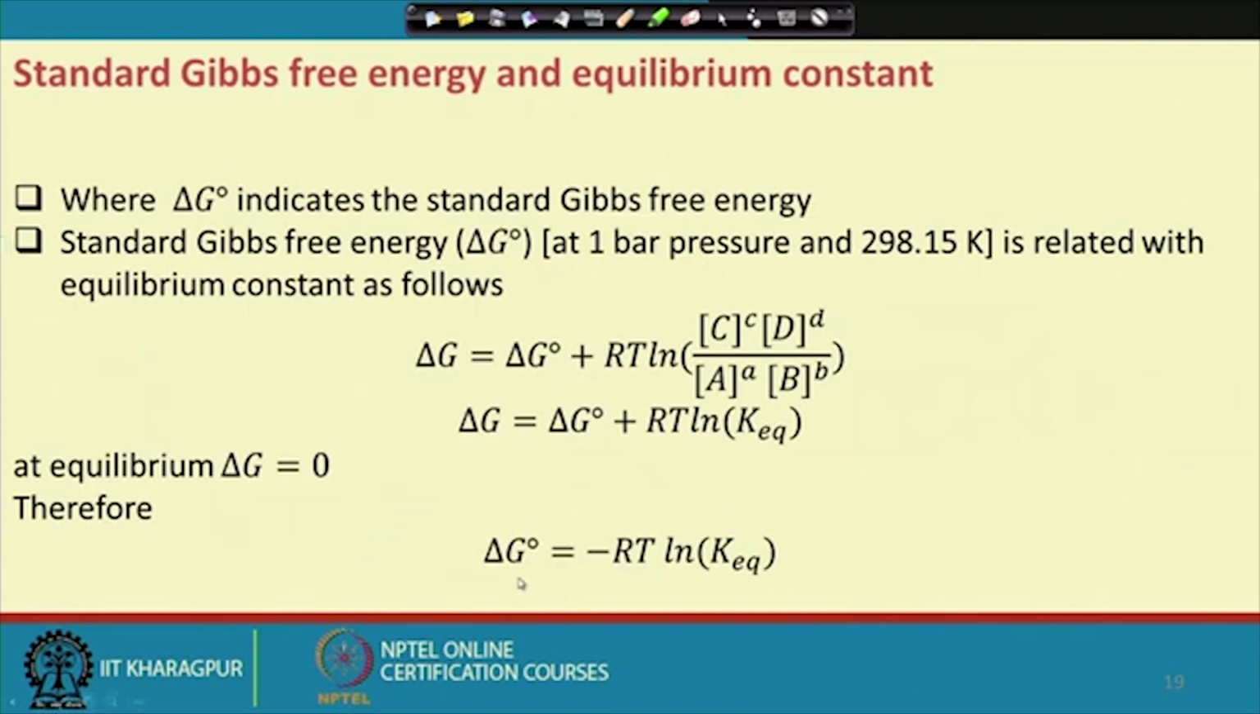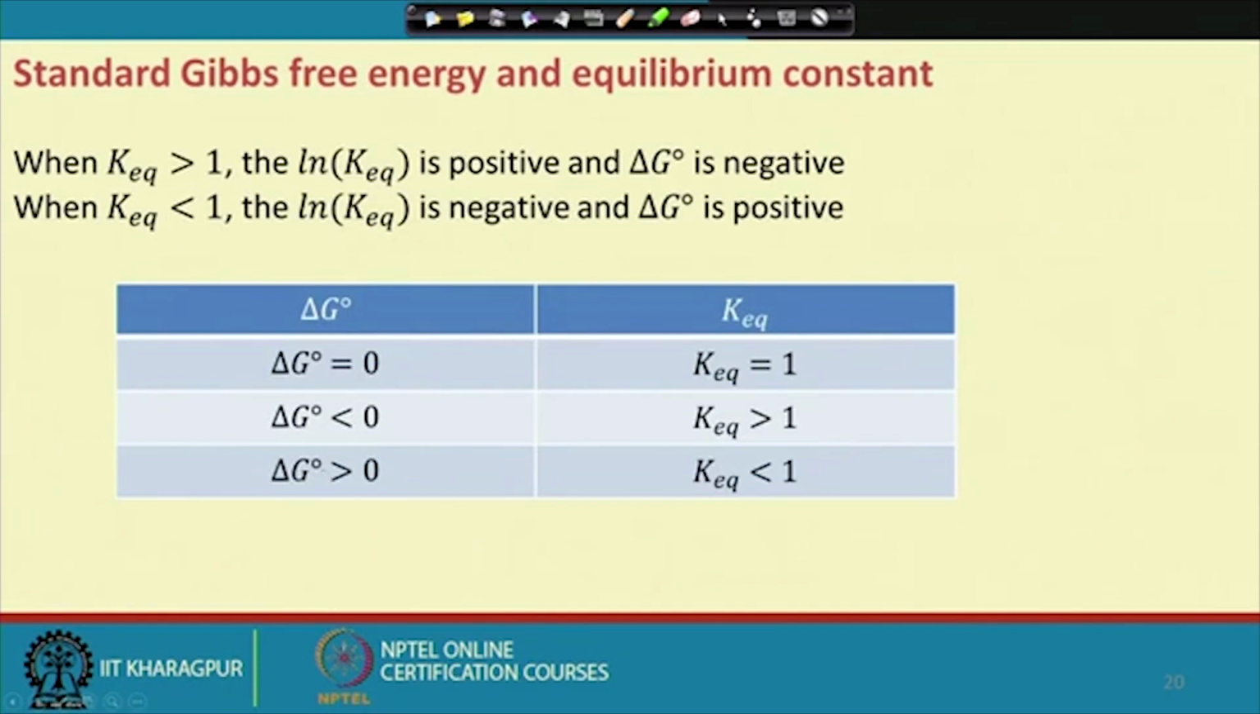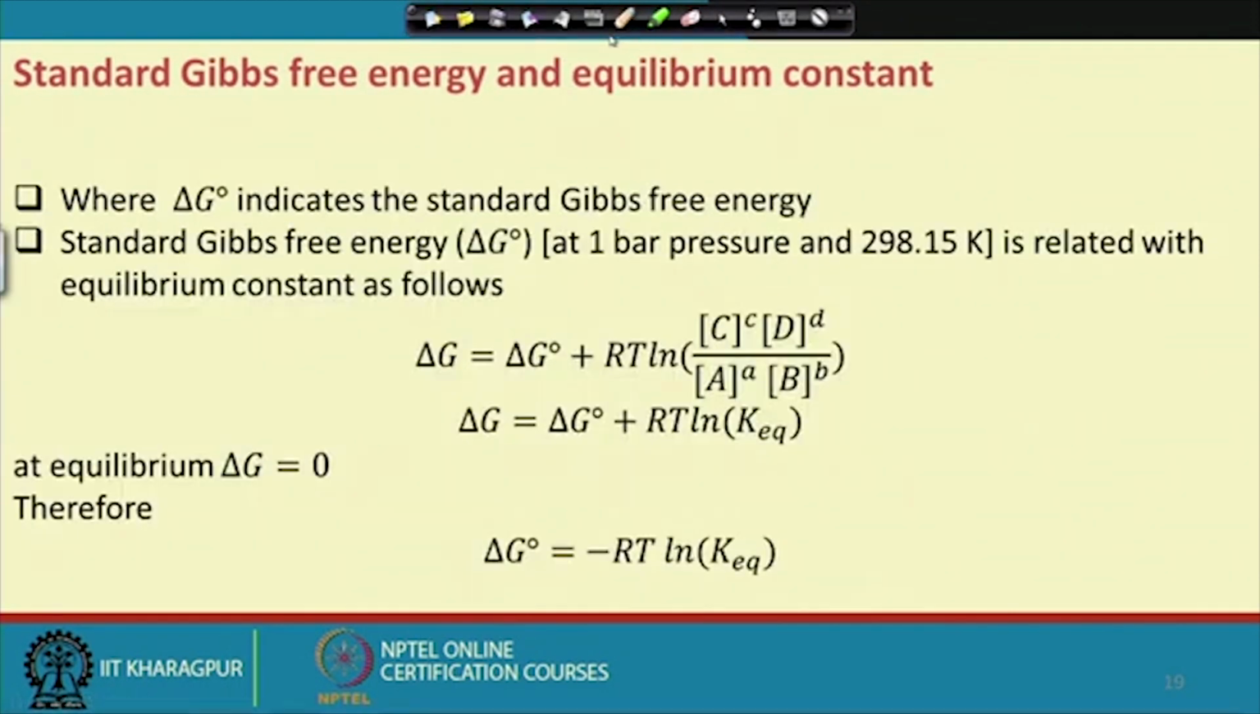Now, here del G equals RT ln this, and if we are at equilibrium, the free energy change is 0, then the standard free energy change equals minus RT ln K. So, if we know the standard free energy change in a particular chemical reaction, from that we can easily calculate the equilibrium constant.